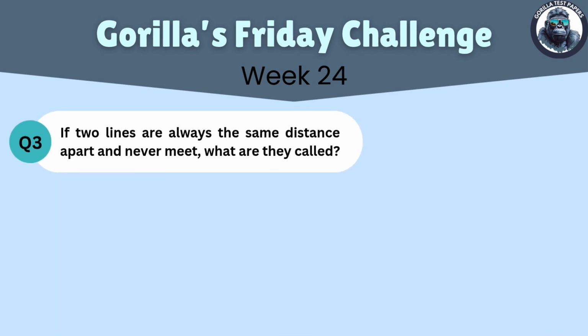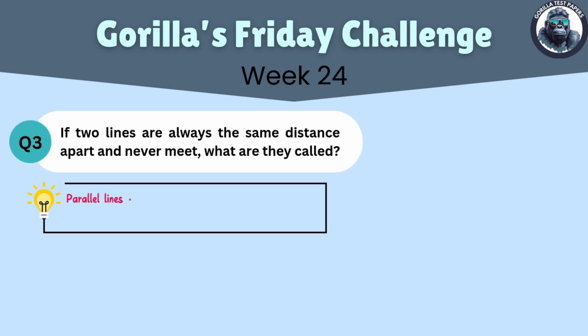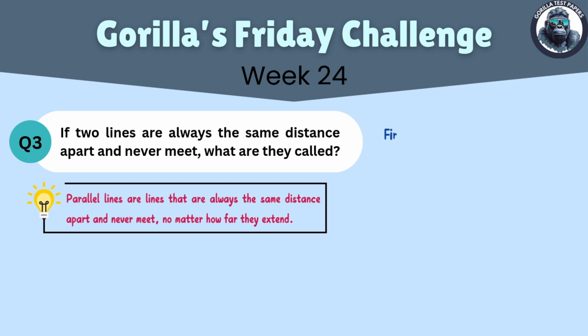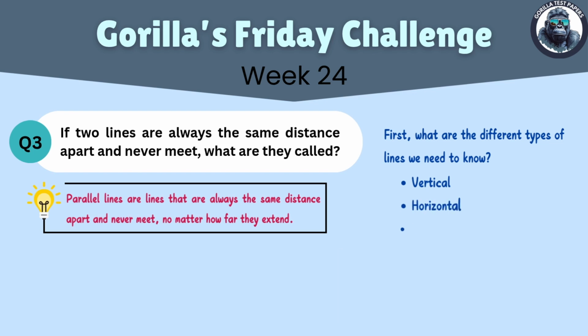Alright, let's get into it. The learning point for this question is that parallel lines are lines that are always the same distance apart and never meet, no matter how far they extend. So first, let's go over the different types of lines we need to know. So there's vertical, which goes straight up and down, horizontal, which runs from left to right, parallel, which are lines that are always the same distance apart and never meet, as shown on the screen now, and perpendicular, which are lines that cross at a right angle.